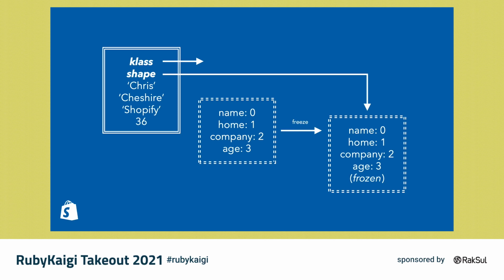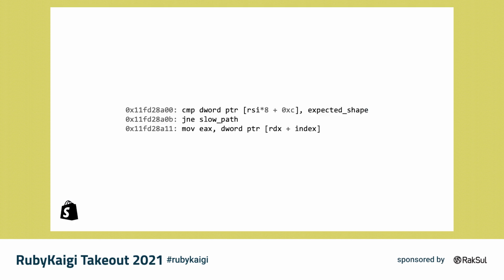Looking back at our setter example, we didn't see any code to check if the object was frozen when we wrote an instance variable. But the check is there. This expected shape is statically known to not be frozen. If the object was frozen, it wouldn't have this shape. It would have a different shape, one that had been marked as frozen.